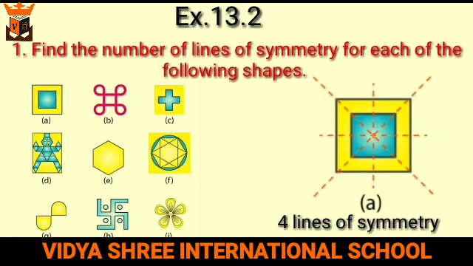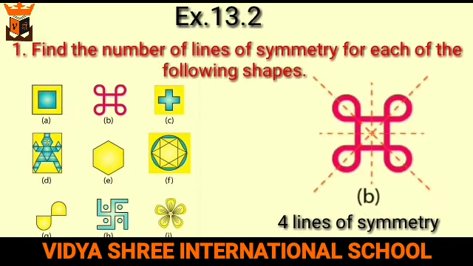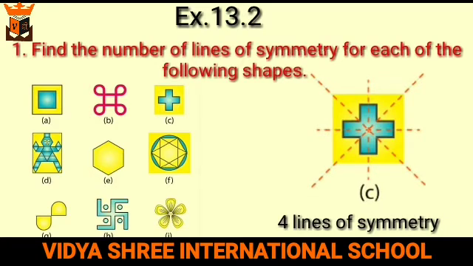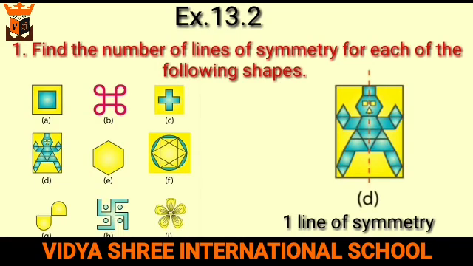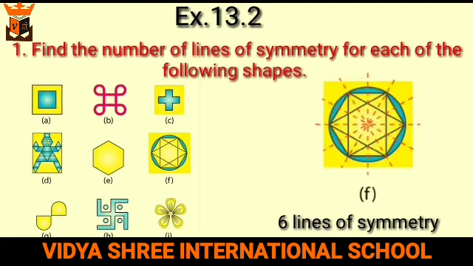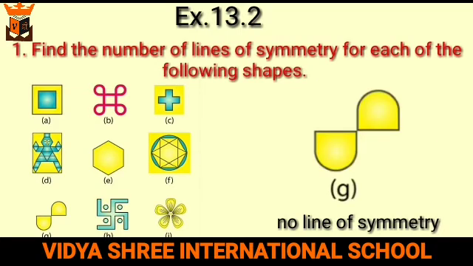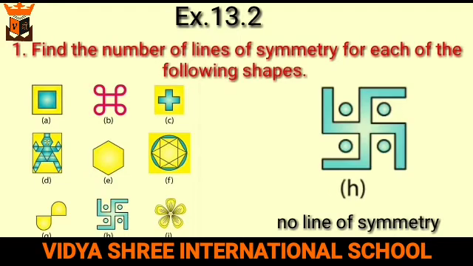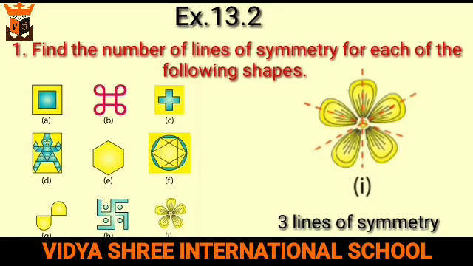First question is, find the number of lines of symmetry for each of the following shapes. First figure has 4 lines of symmetry. Second figure has 4 lines of symmetry, and the third one is also having 4 lines of symmetry. Fourth one has only 1 line of symmetry. Fifth one has 6 lines of symmetry. Sixth one has 6 lines of symmetry, and the seventh one has no line of symmetry. Eighth figure has no line of symmetry, and the ninth one has 3 lines of symmetry.